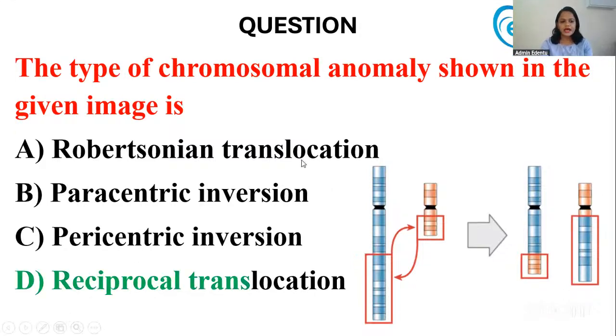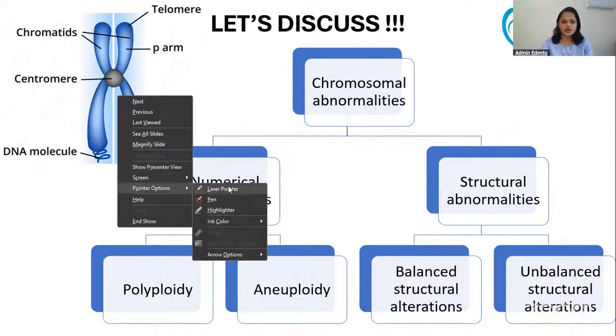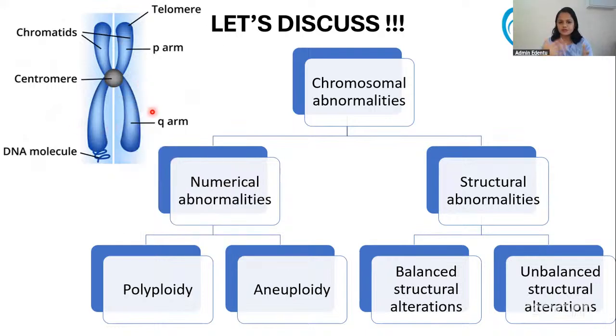The answer is option D, reciprocal translocation. So let's look at the chromosomal abnormalities and what kind of translocation or inversion is happening. If you look inside the nucleus of the cell, you will be able to see structures called chromosomes like this. These are the chromosomes that are present inside the nucleus. So what are these chromosomes?